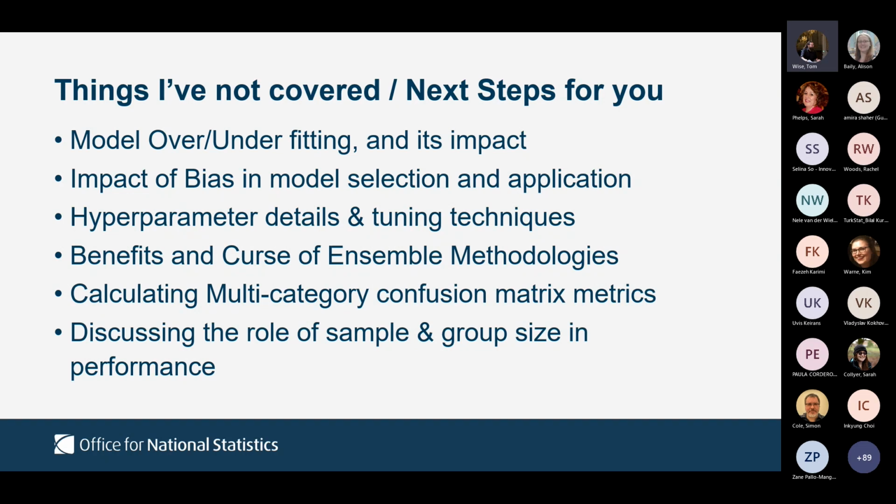Whether that includes model under and overfitting and its impact, the impact of bias on model selection and application, and how this impacts the real world, talking about hyperparameters and discussing tuning techniques, the curse and the benefits of ensemble methodologies, calculating multi-category confusion matrices, as well as discussing the role of sample and group size in performance, is huge. And these are just the things that I thought of when I had finished this presentation. And standing here now, talking to you all, there are even more that I could talk about.